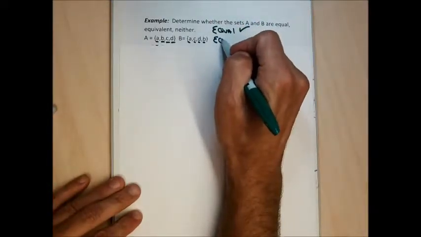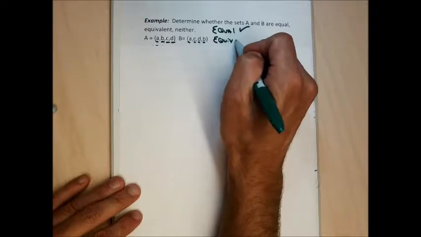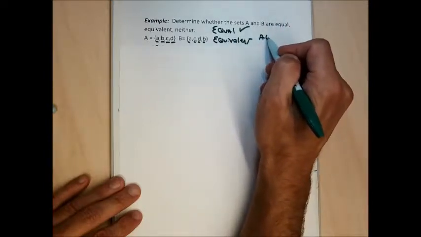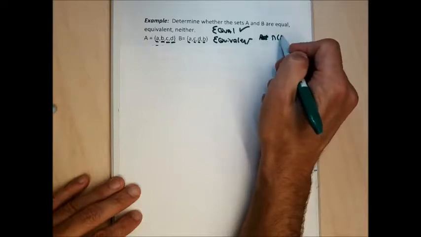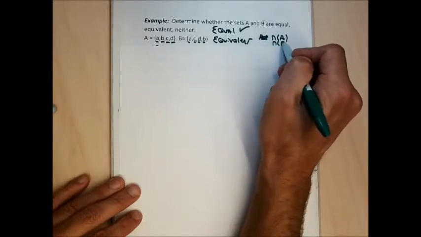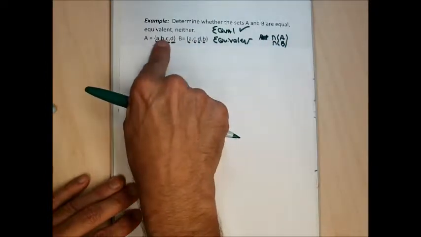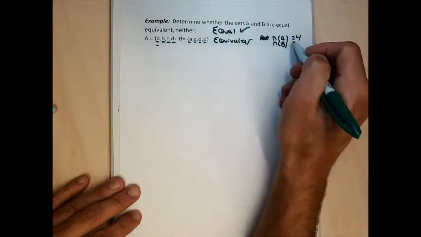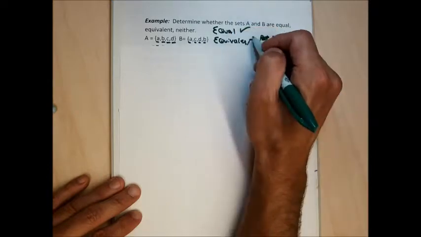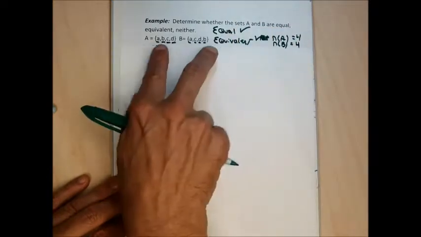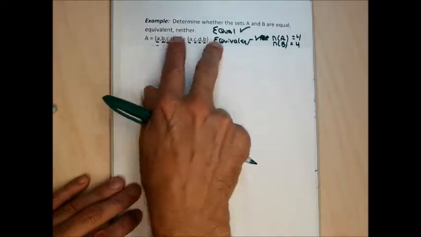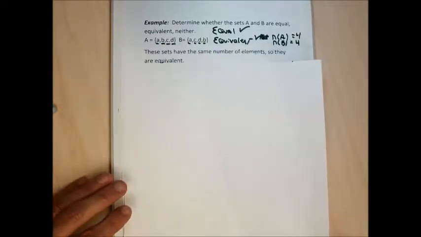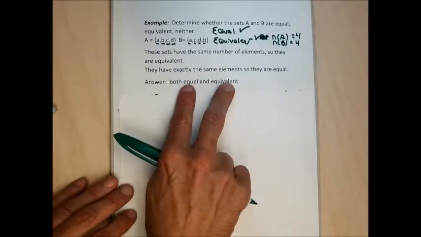Now, are they equivalent sets? Well, to be equivalent, the number of elements in set A has to be the same as the number of elements in set B. The number of elements in set A is 4. The number of elements in set B is 4. So these are also equivalent. They're equal because they have exactly the same elements. They're equivalent because they both have 4 elements. The answer to this: these sets are both equal and equivalent.